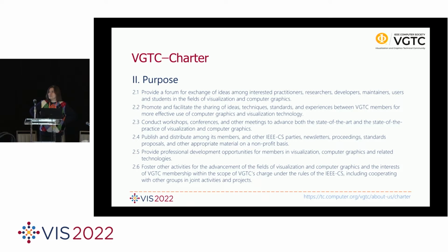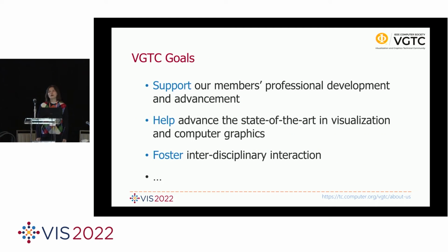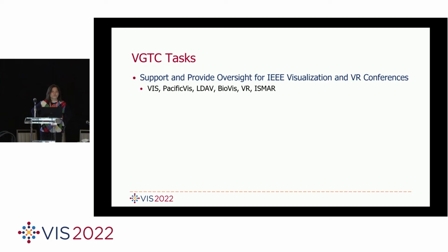So why do we exist? I looked up the Vis Charter, which you can go read from this URL. I'm not going to go over all these details because I found a little bit easier one in the About Us page. So the VGTC goal is to support and help and foster. So to achieve this goal, what did we do? First of all, we support and provide oversight for IEEE visualization and VR conferences, which include Vis, Pacific Vis, LDEV, BioVis, VR, ISMAR, etc.